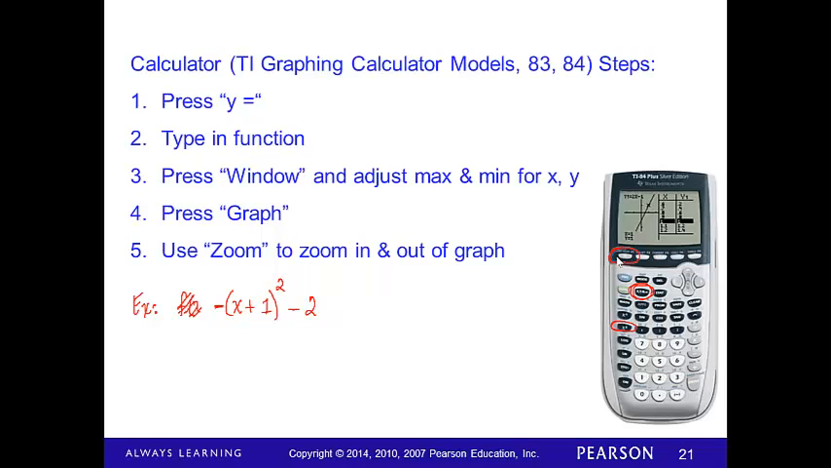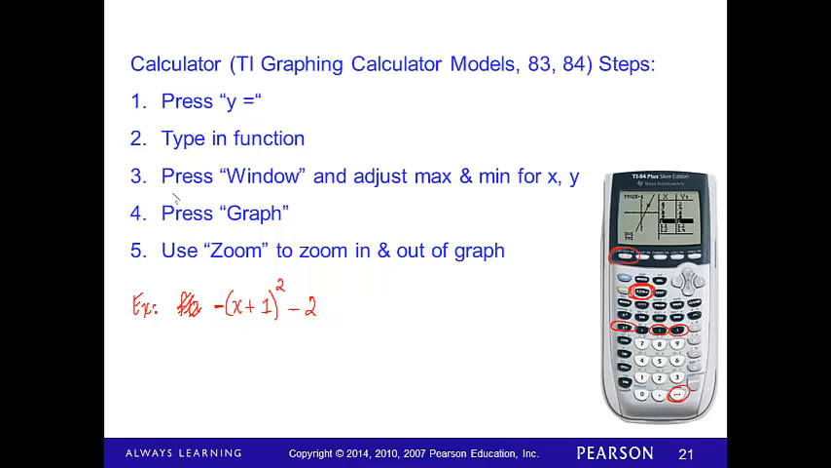So hit y equals. Now you want to type in your function. It says negative. The negative key is down here. Hit negative, then parentheses. It's right here. X plus 1, so plus 1, close parentheses right there, square it, and then minus 2.